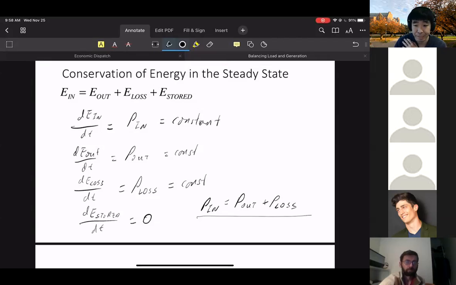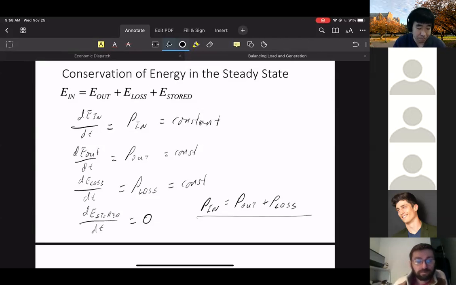Okay? So this is a steady state situation. We don't have energy storage, and the power in equals power out plus the power loss in the system. Okay? So this system operating correctly, or at first approximation for steady state, this is the case. We have a power balance.